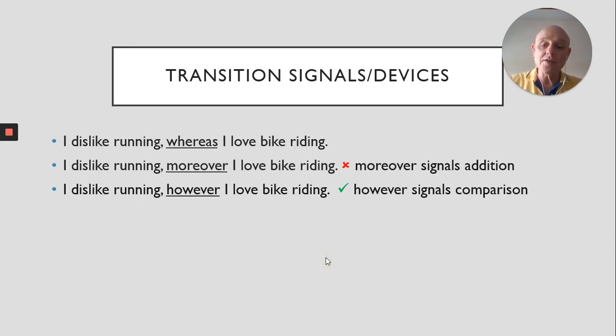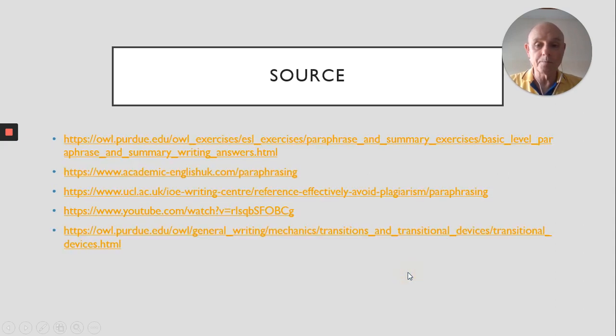So I dislike running, whereas I love bike riding. Whereas compares. I dislike running, moreover, I love bike riding. This doesn't work because moreover signals addition. So I want to use a comparison signal. I dislike running, however, I love bike riding. This works fine. All right, so transition signals and devices. I hope this has been helpful.